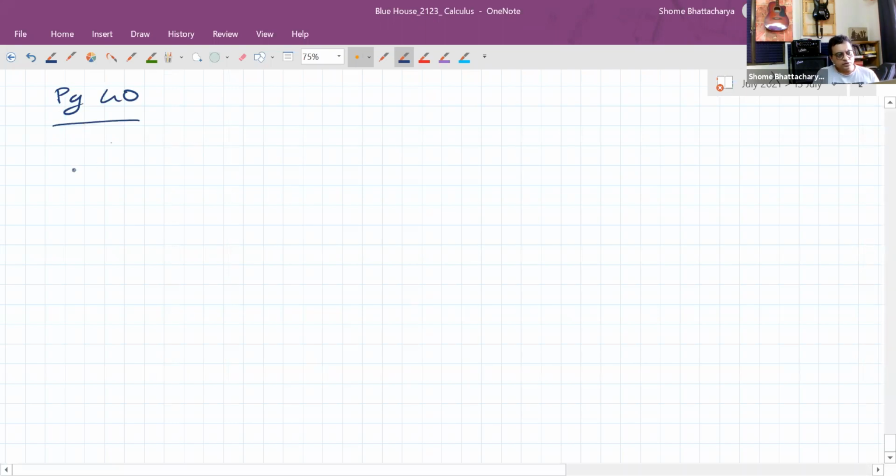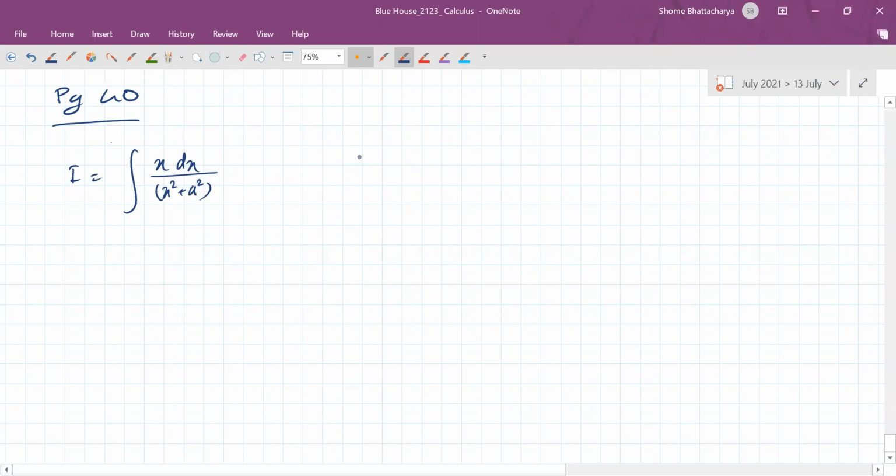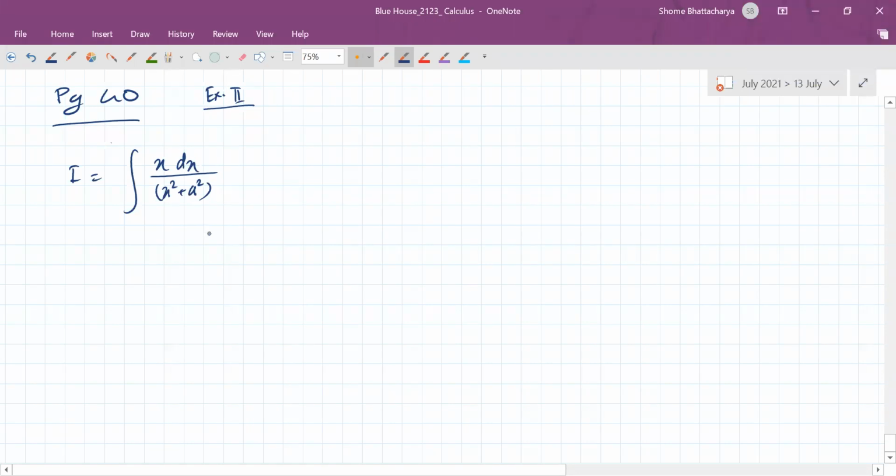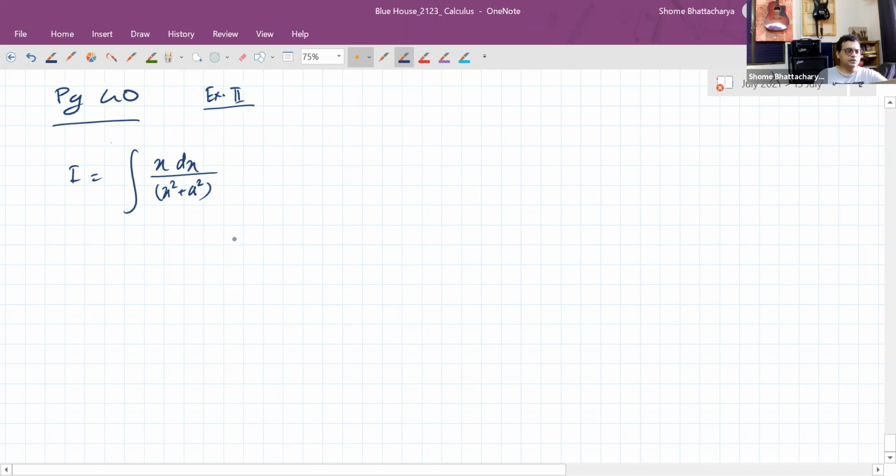Yeah, so see what we can do in this question. You notice that you have x square plus a square in the denominator and you have x in the numerator. Now, if you think of x square plus a square like a function, what is the derivative of that function? 2x. But we have x in the numerator, so if I divide by 2, it will take care of that. So it's that kind of substitution.